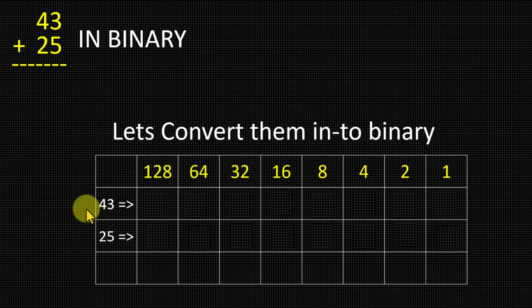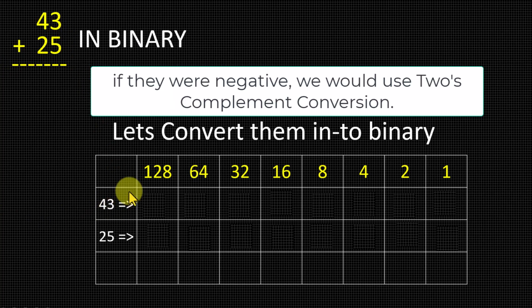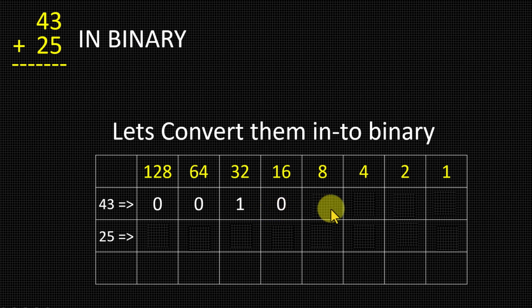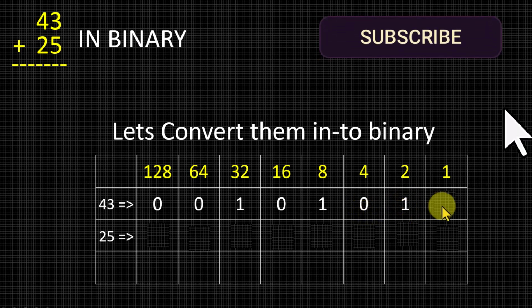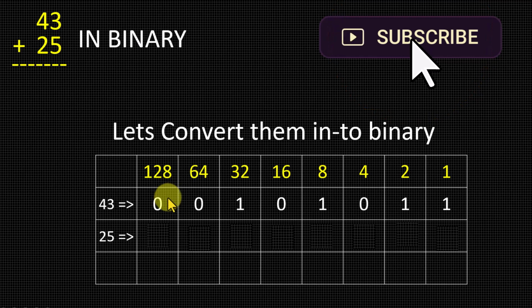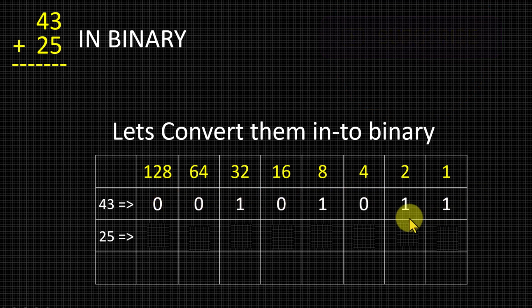Converting them to binary, both of them are positive numbers. So let's do that, okay? So 43, we cannot have a 128. We cannot have 64 from this. But yes, 32 we can have, okay? So if I cut 32 from that, we will have 11. So 16 we cannot have. 8 we can have, okay? 11 minus 8, again we will have 3 there. 4 we cannot have. 2 we can have. So that will be 1, and 1 we can have. So that is 43 as binary, okay.